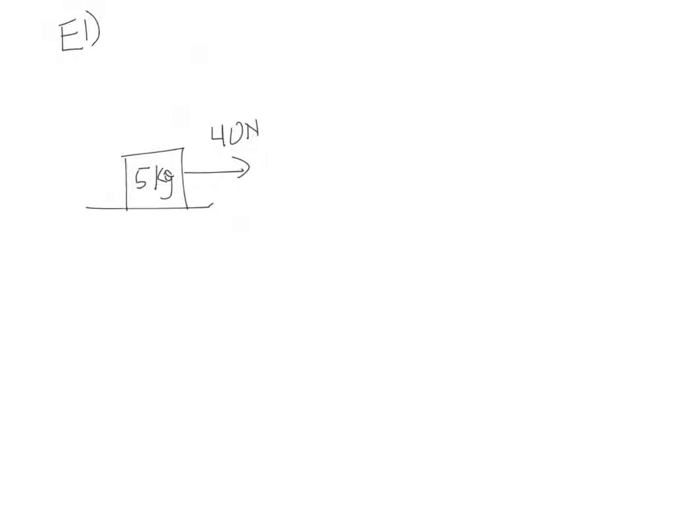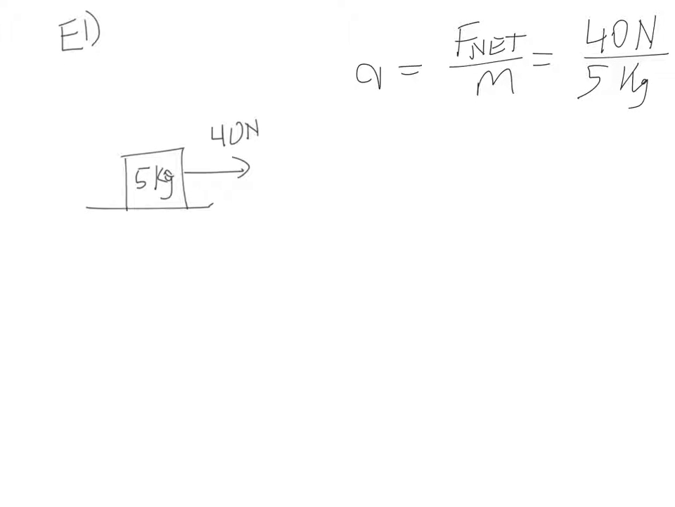But it is possible that it's already moving and just not accelerating as it goes. Exercise 1 has a single force of 40 newtons acting on a 5 kilogram block, and it asks us what the acceleration is. And from the equation F net equals m times a, we can solve for acceleration equals F net divided by m. And the net force, since there's only one force acting on it, is 40 newtons, and the mass is 5 kilograms. 40 divided by 5 gives us an acceleration of 8 meters per second squared.